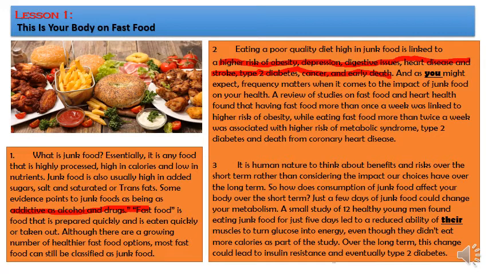And as you might expect, frequency matters when it comes to the impact of junk food on your health. A review of studies on fast food and heart health found that having fast food more than once a week was linked to higher risk of obesity, while eating fast food more than twice a week was associated with higher risk of metabolic syndrome, type 2 diabetes, and death from coronary heart diseases. So all of these are related. As you can see, these diseases may be caused also due to having junk food.